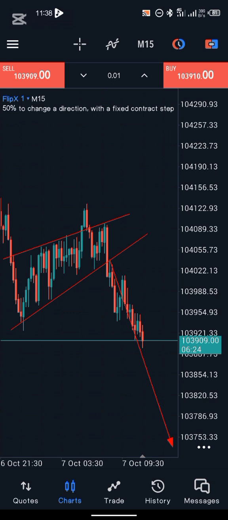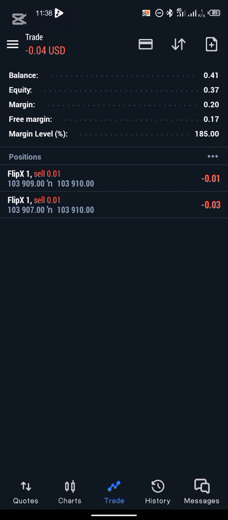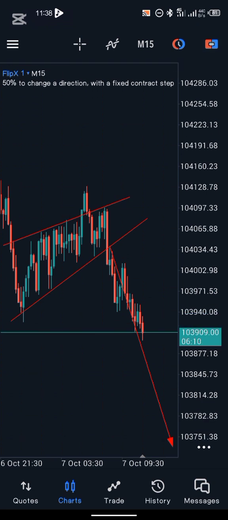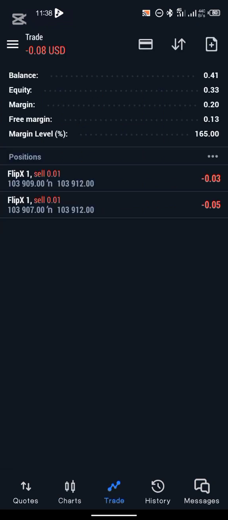Here we see that there's a rising wedge. So we know that price is selling. So I'll enter this trade. We'll open two positions, and we know that the margin is 0.10. That's for one position of 0.01.